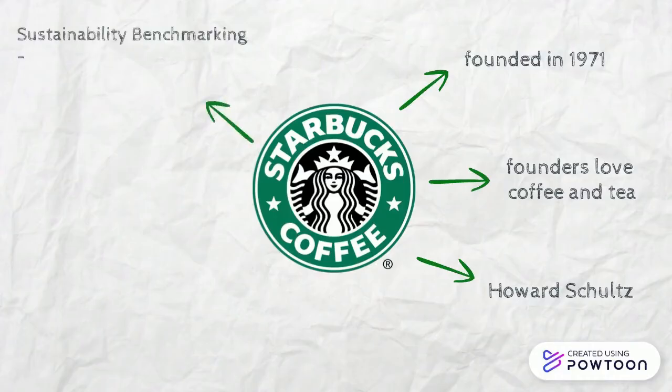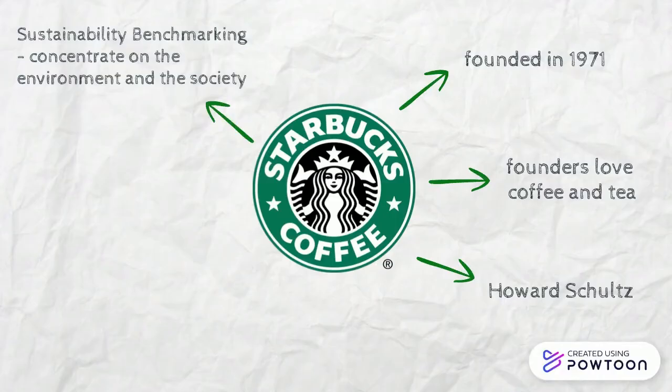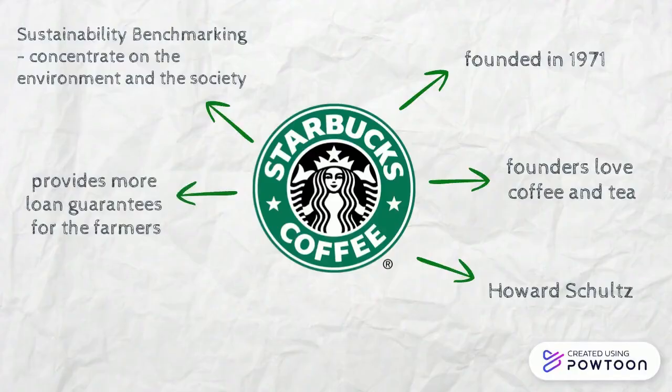Starbucks has applied sustainability benchmarking KPIs, which mainly concentrate on the environment and society. Starbucks' main goal is to plant higher quality coffee by themselves and reduce the waste in the recycling process. Through the strategy, Starbucks found that the farmers were facing some issues when developing higher quality coffee beans. Therefore, Starbucks provides more loan guarantees for the farmers to produce higher quality coffee beans in a sustainable way. It also implemented a reusable cup program by offering a discount if customers bring their own cups.